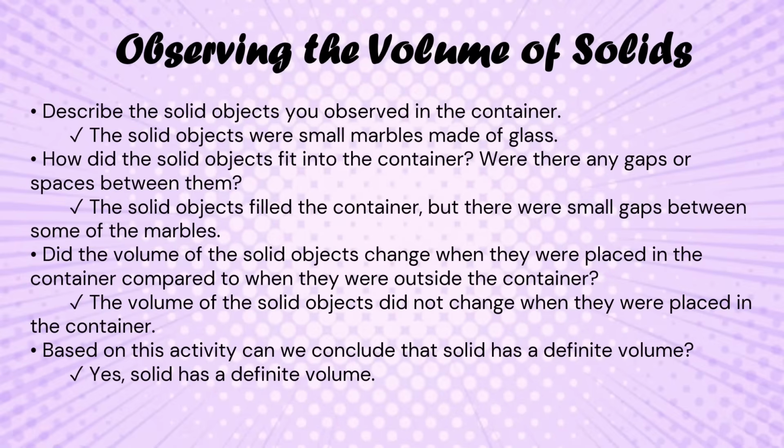Describe the solid objects you observed in the container. So the first one, the solid objects were small marbles made of glass. How did the solid objects fit into the container? Were there any gaps or spaces between them? The solid objects filled the container, but there were small gaps between some of the marbles.